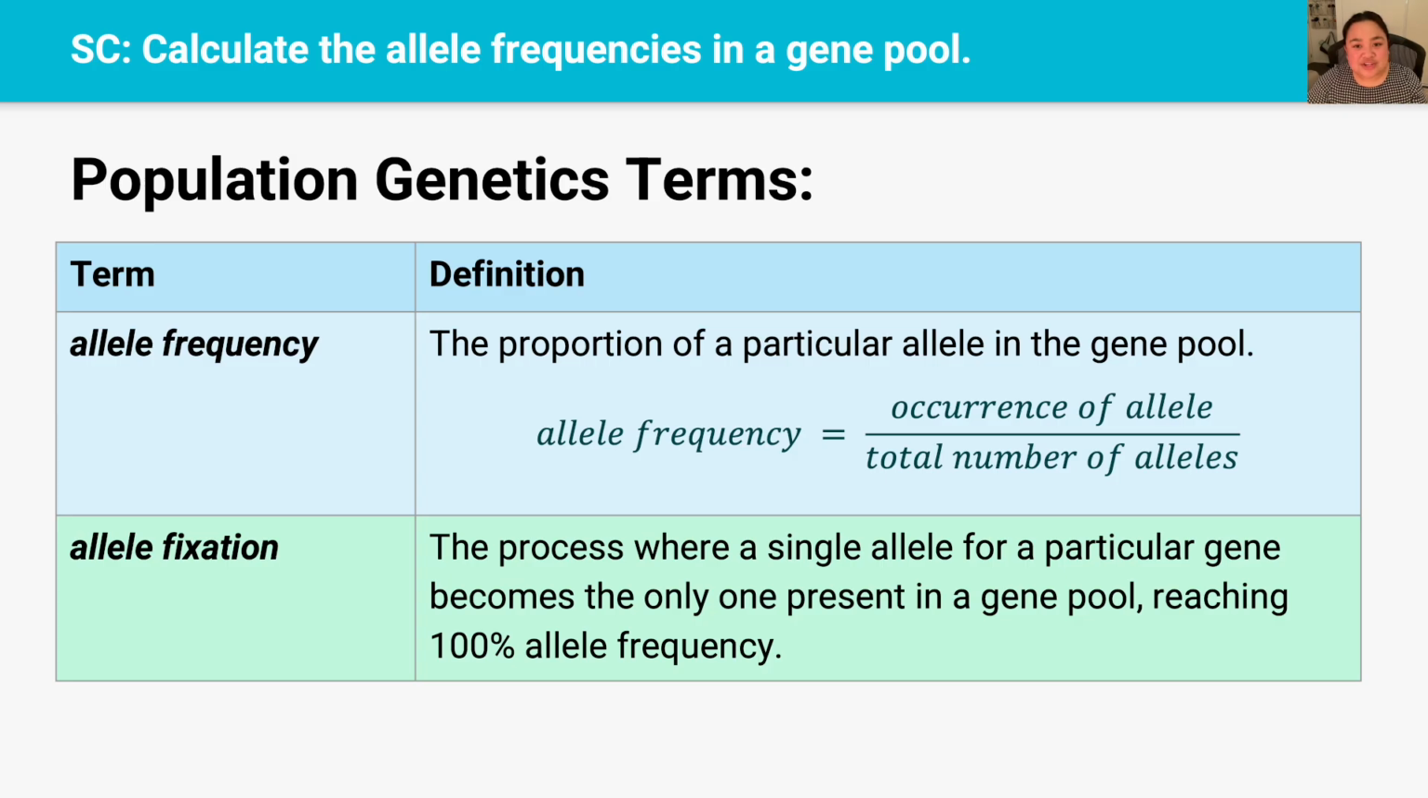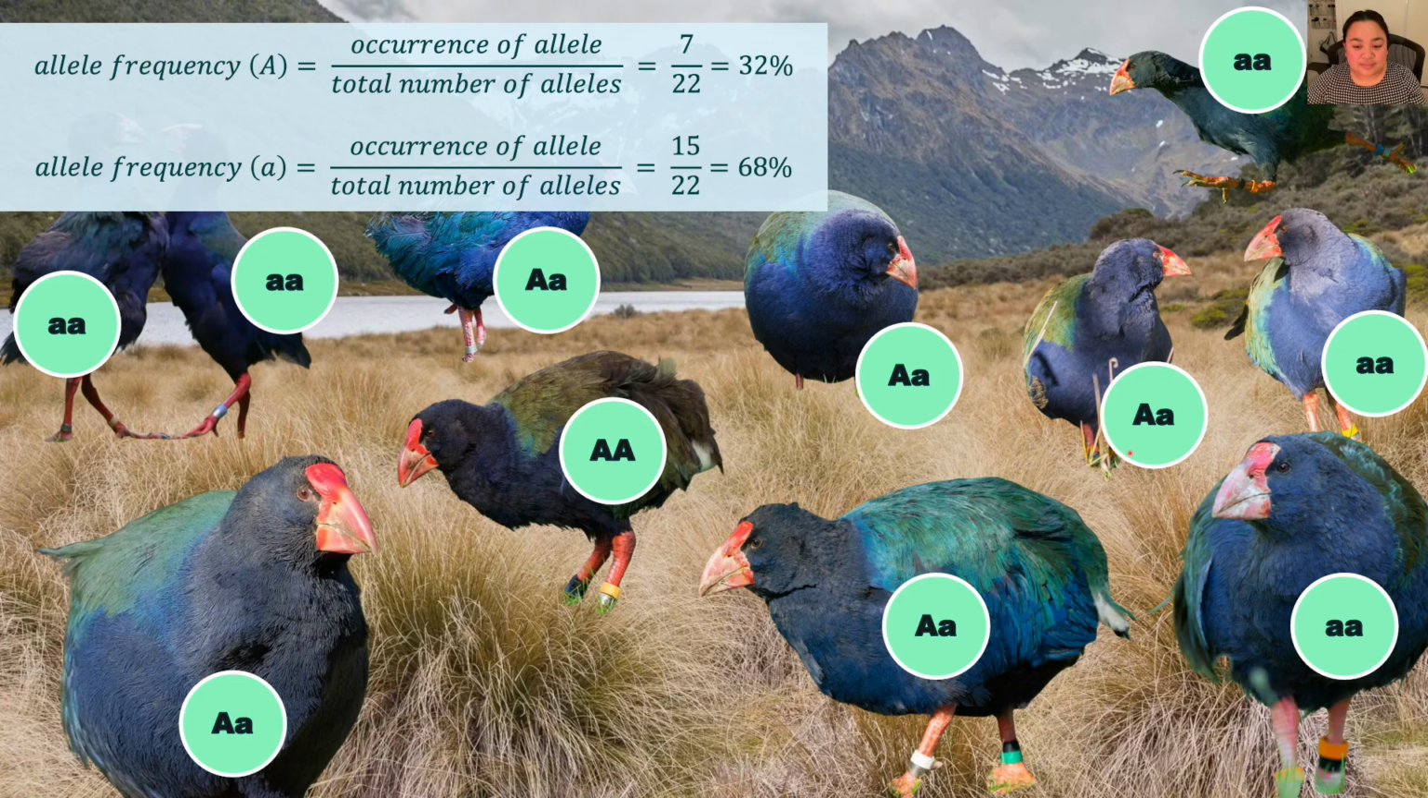When we talk about changes in the gene pool, we often use allele frequencies as a measure of this change. Allele frequency is the proportion of a particular allele in the gene pool, and it tells us how common or how rare a particular allele is in that gene pool. To calculate allele frequency, you have to take the number of copies of that allele, so the occurrence of that allele in the gene pool, and divide it by the number of alleles in the gene pool for that gene.